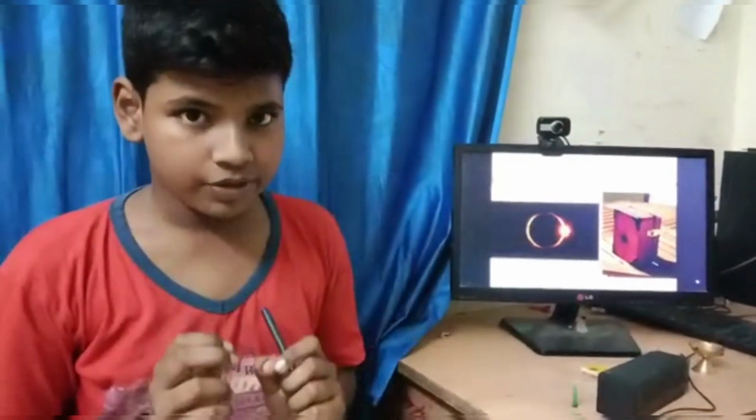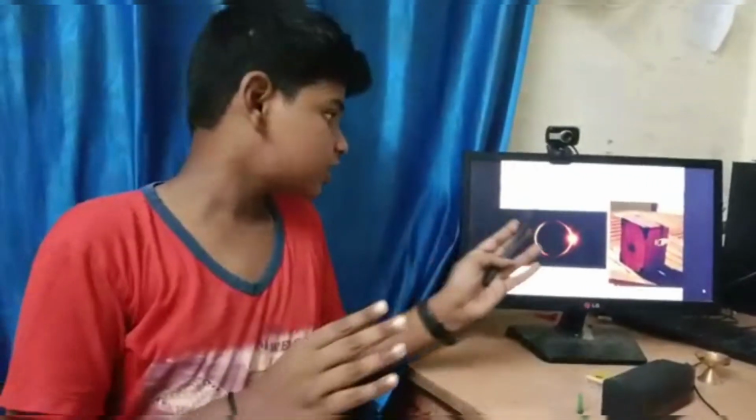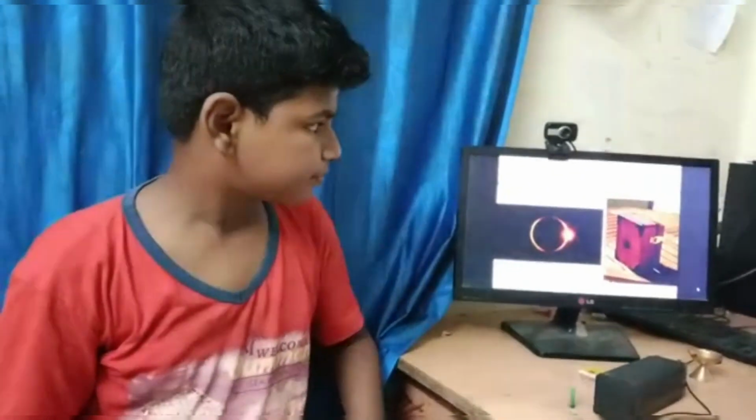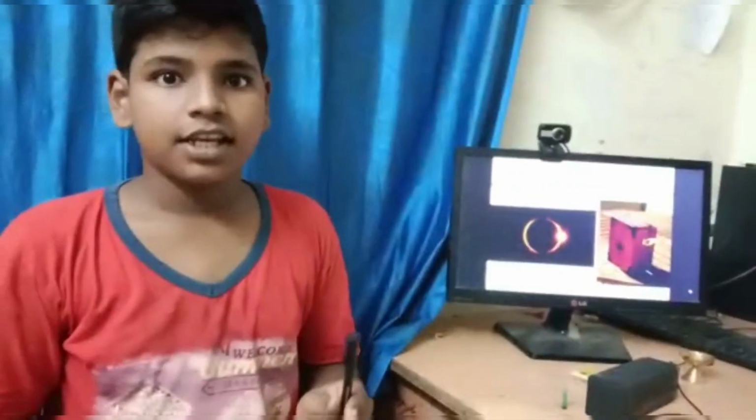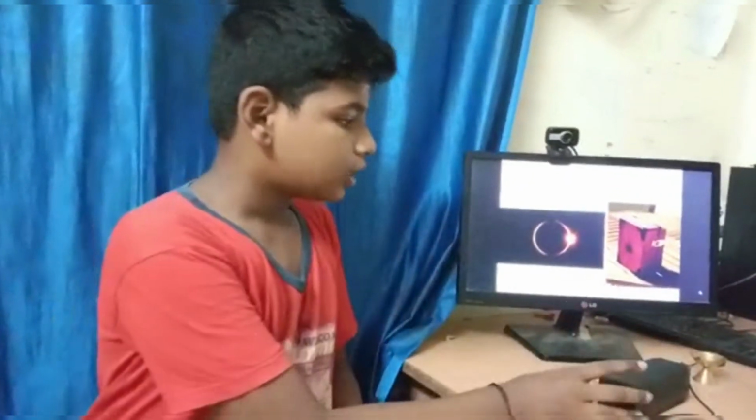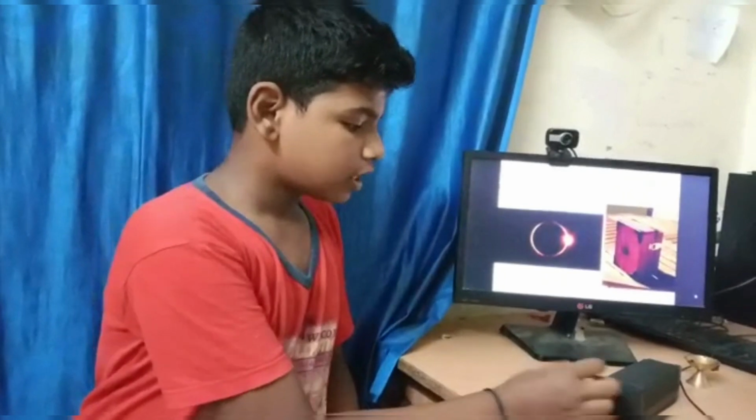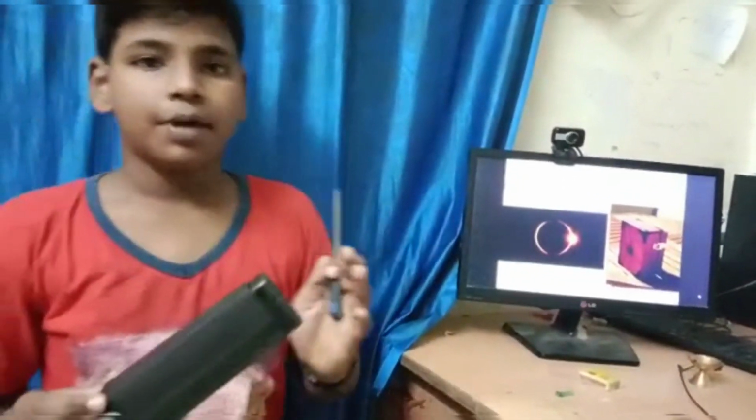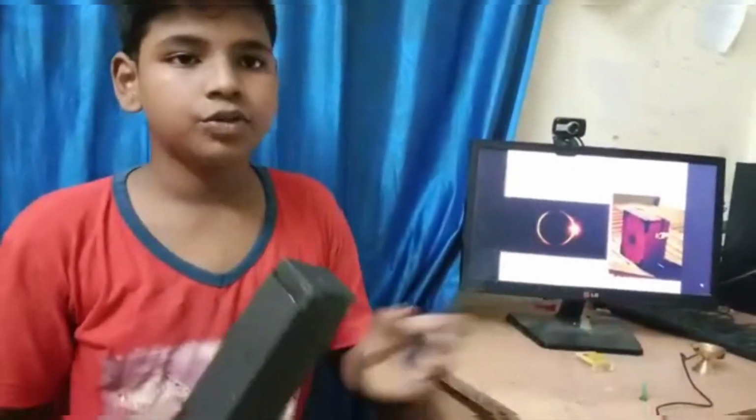You can see these types of cameras in many solar eclipse events. They use pinhole cameras to project the solar eclipse rather than hurting our eyes by seeing it directly. Basically, the pinhole camera is mainly used for observation of the sun for a long period of time. Now I am going to demonstrate how the pinhole camera works by seeing the candle light through this pinhole camera.